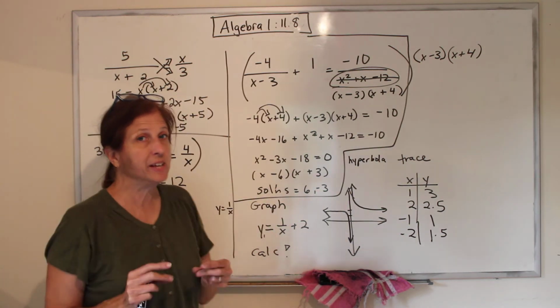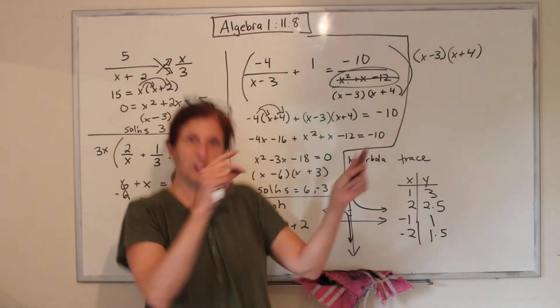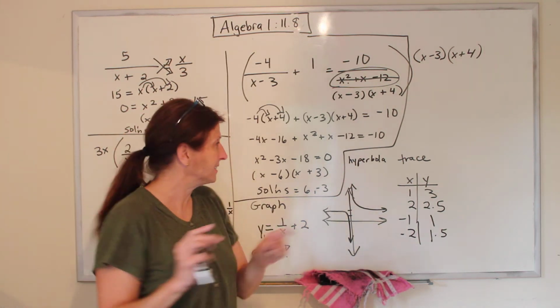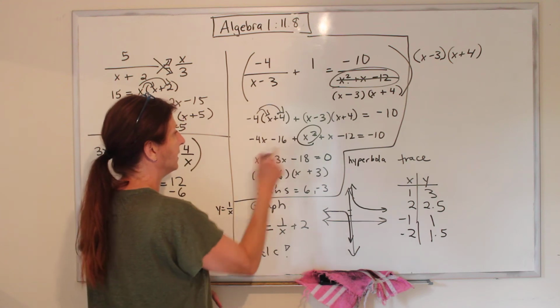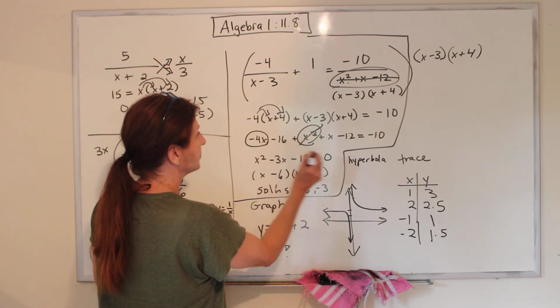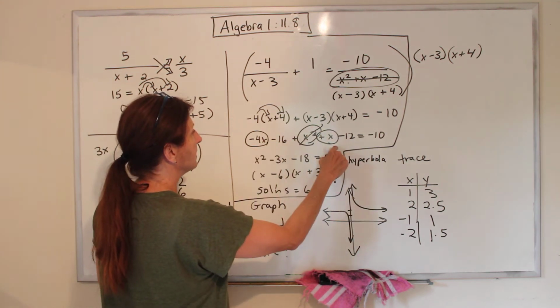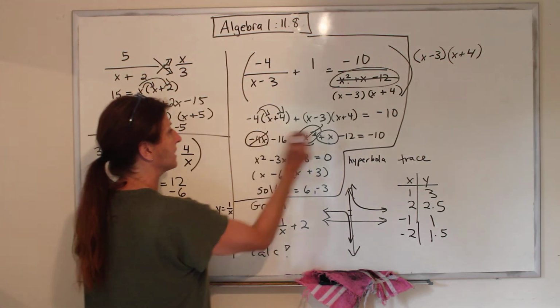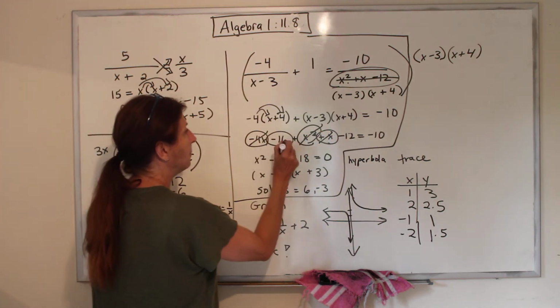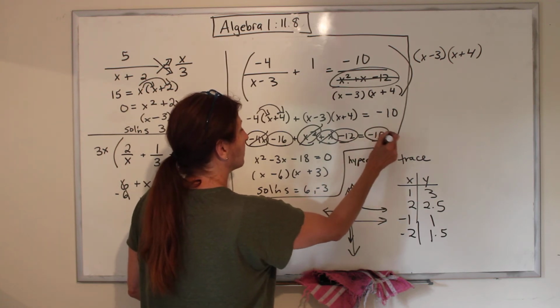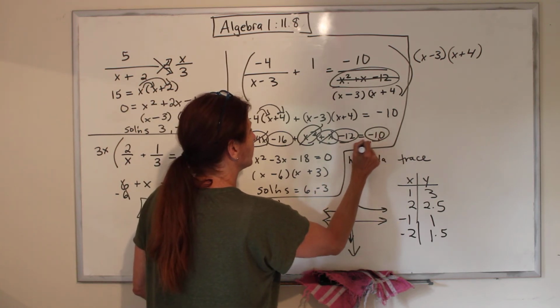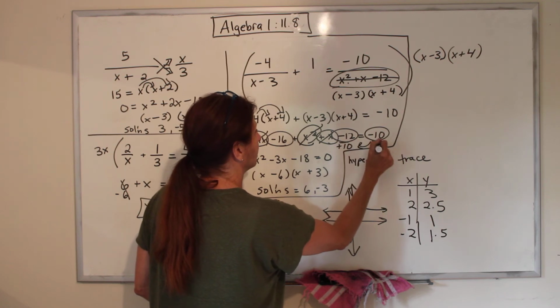Now all I have to do is gather up my terms. Yay! We're going to dance and sing and gather them up. I start with x squared. There it is. Mark it out. Now the x's, negative 4x plus x is minus 3x. Mark them out. Bare numbers, minus 16, minus 12, and this minus 10, which needs to go over here and be a plus 10 to both sides.